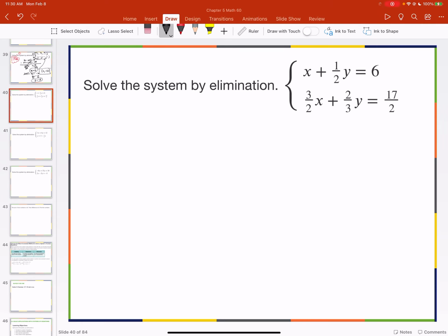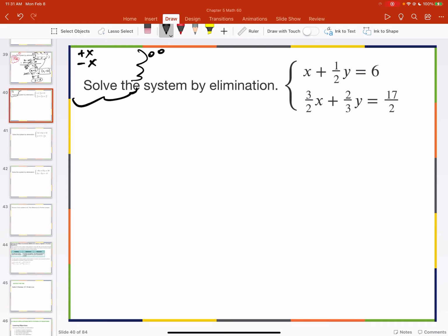Okay, so what if we decided to cancel out the x's this time? What are some things we need to know? First we say, okay, we're canceling out the x. We want it to get where it's the opposite. So we want something like a positive and negative, right? That's kind of what we want. So how do we do that?